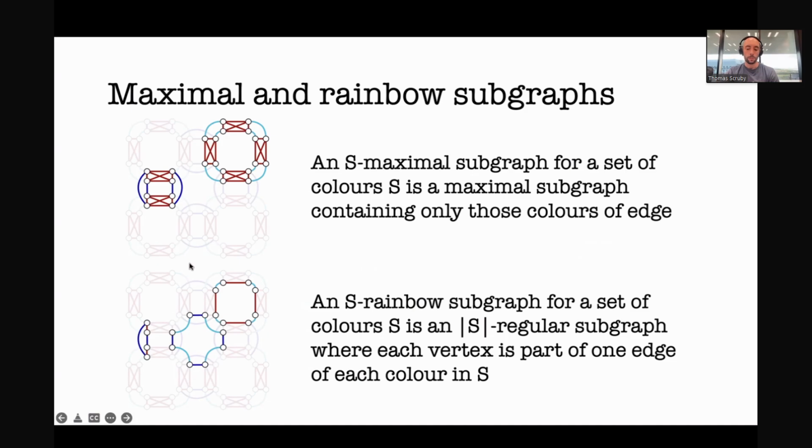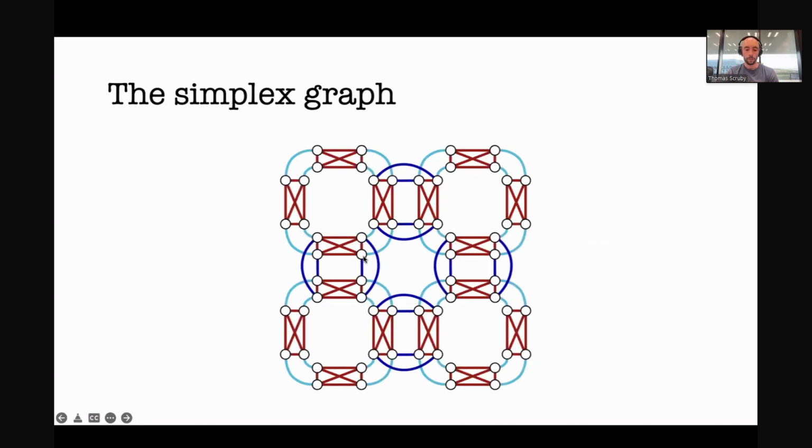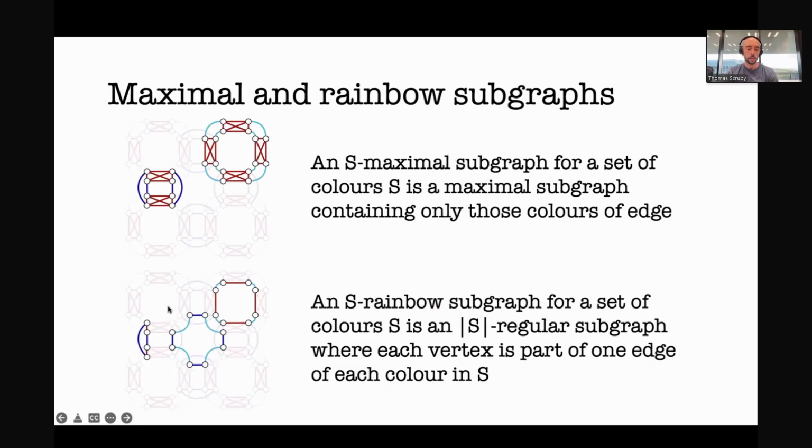And this is because if we go back to here, you can see each of these vertices that's part of this subgraph is part of only one dark blue and one light blue edge. So this thing is both a maximal subgraph and a rainbow subgraph.